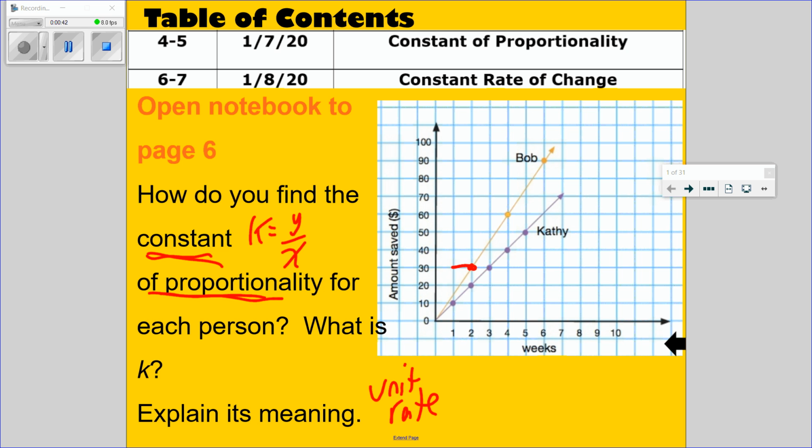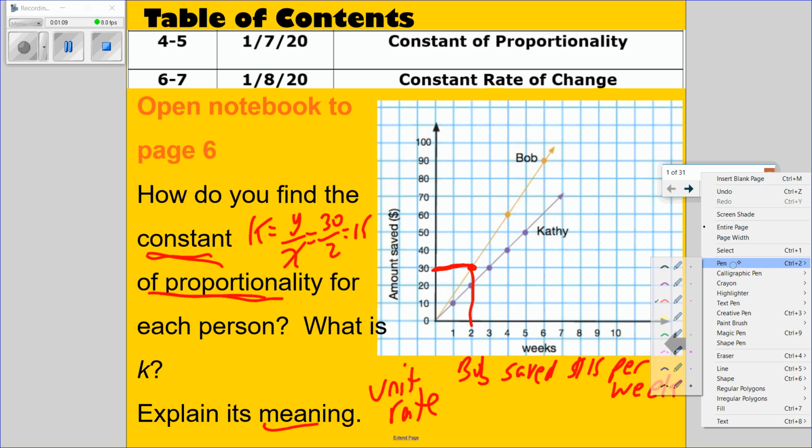Here's Bob. So Bob saves $30 in 2 weeks. What is 30 divided by 2? 15. But let's explain its meaning. That means Bob saved $15 per week. That means every week he saves $15. Not bad. Let's look at another person.